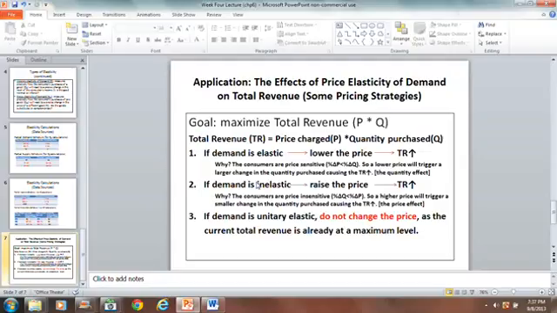Okay? So this is just kind of a highlight of one of the applications of price elasticity of demand. We can use it to determine how to price so as to make revenue increase. Alright? So that concludes the topics I wanted to focus on for the elasticity chapter.